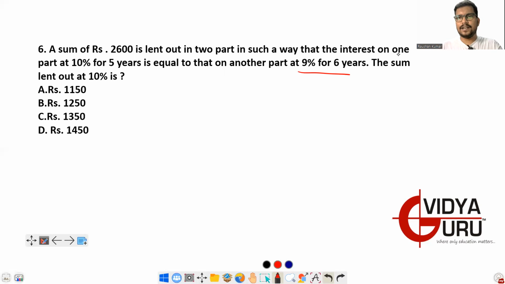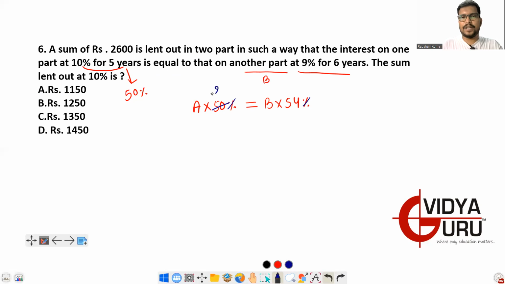See, the interest on one part is at 10% for 5 years. If I have taken A as the first part, then A into 10% for 5 years means the combined will be 50%, right? So A into 50% should be equal to the second part. Another part I have taken B, so B into 9 into 6 will be equal to 54%, right? So if anything is cancelled out, just cancel it out. The percentage will be cancelled out, and we get 25, and similarly here it will be 27.